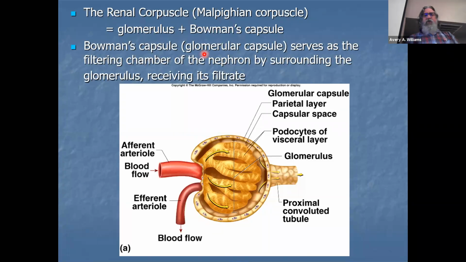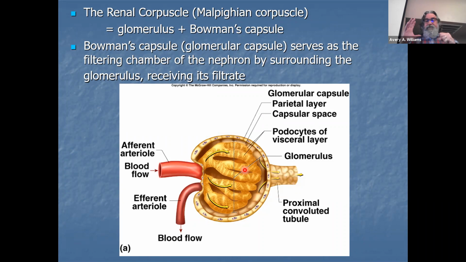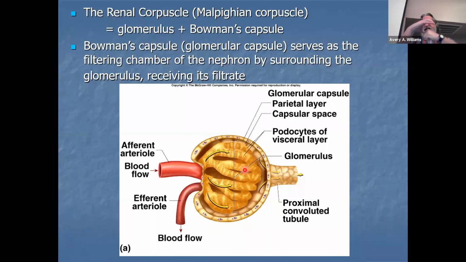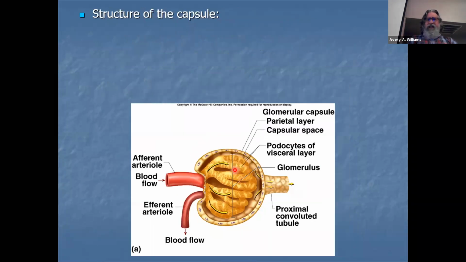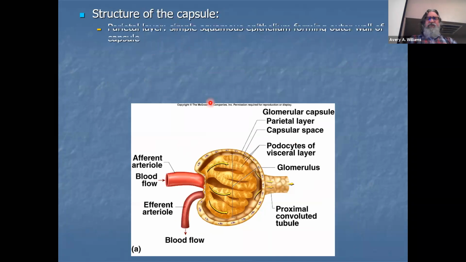Bowman's capsule, or the glomerular capsule, serves as the filtering chamber of the nephron by surrounding the glomerulus and receiving the filtrate. See, it's kind of like all the yellow cells, and then you've got these yellow cells on the glomerulus, okay? So you get a glomerulus, and it's surrounded by this kind of capsule, all right? Structures of the capsule, so you kind of understand what's going on here.